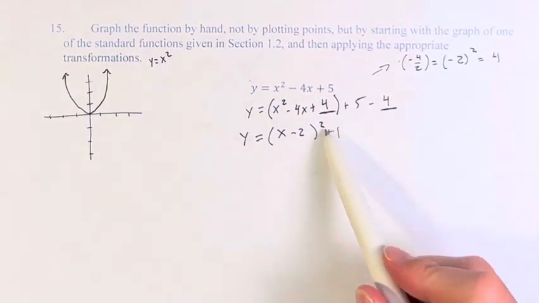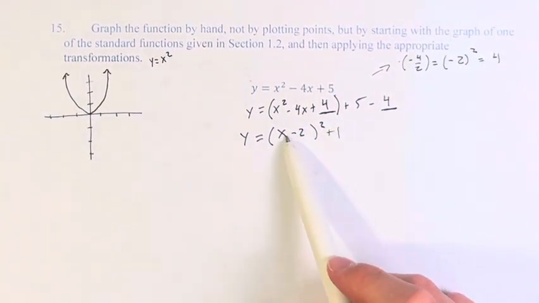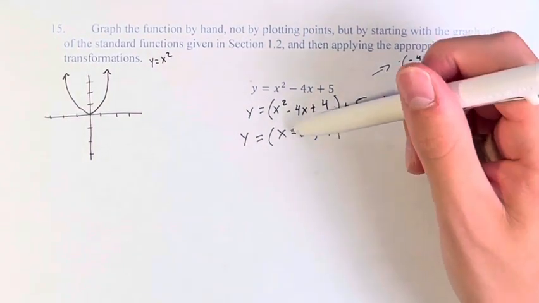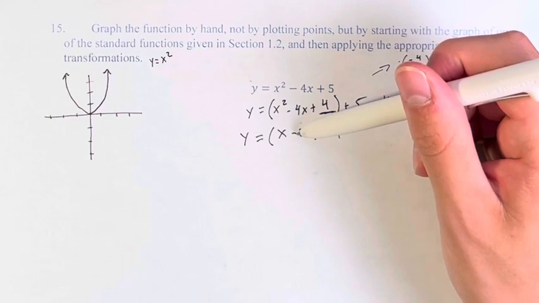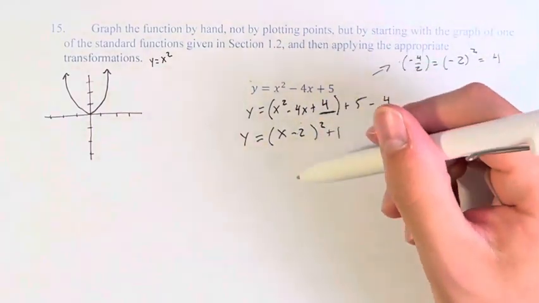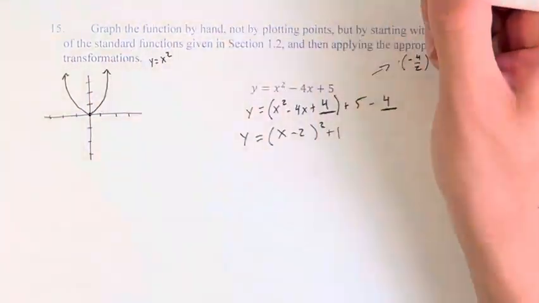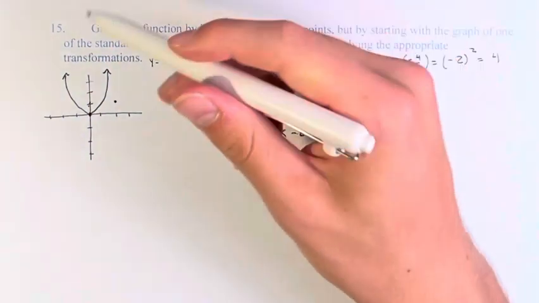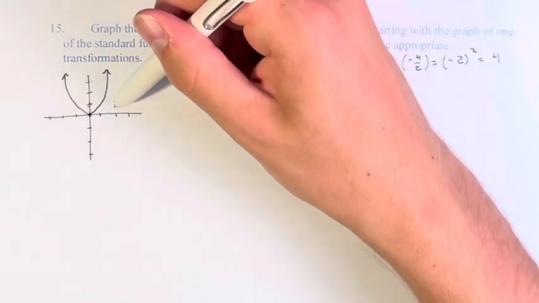And now you can see that we have two distinct transformations here. We have a vertical shift up 1 and a horizontal shift to the right 2. So we can just do that. Let's start with this point right here. Move it up 1 and then to the right 2 units. And this is the vertex of this parabola.